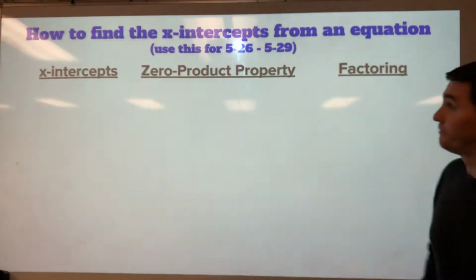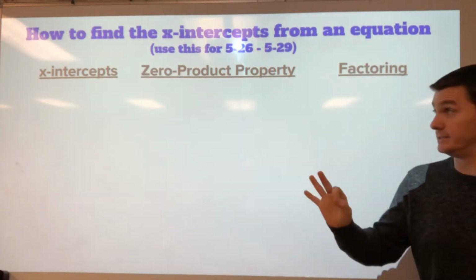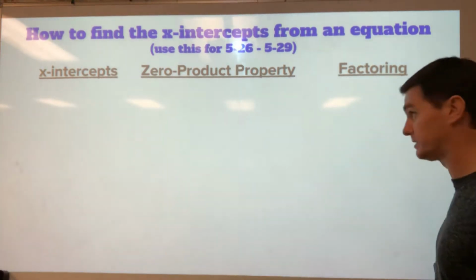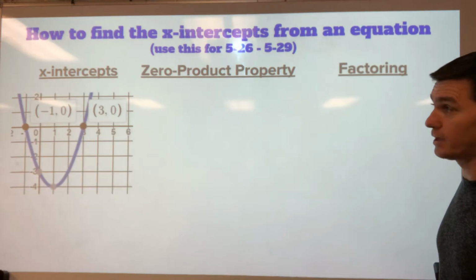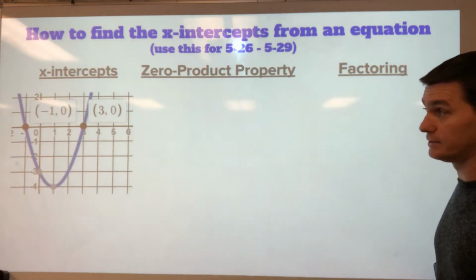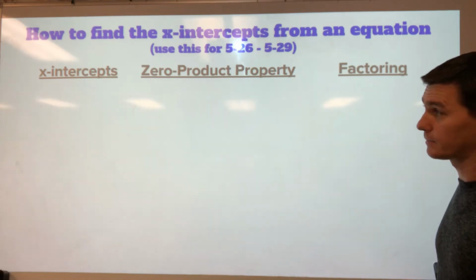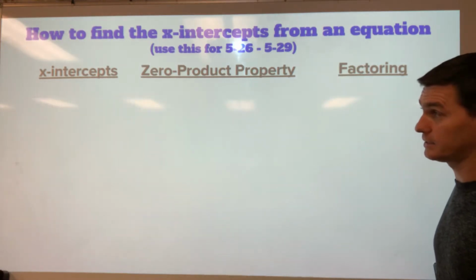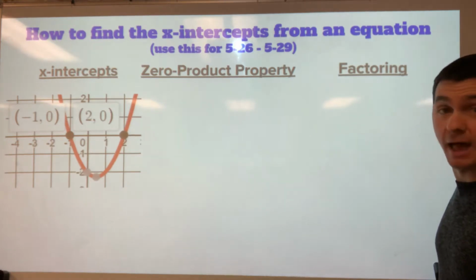To find the x-intercepts from an equation, we need three pieces. I'm going to break it down for you. First, we need to know about the x-intercepts, and I want you to notice something about each of these examples. (-1, 0) and (3, 0) are my x-intercepts. (-4, 0), (5, 0). And last, (-1, 0) and (2, 0). What do they all have in common?